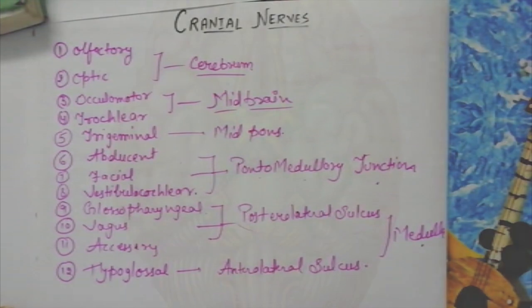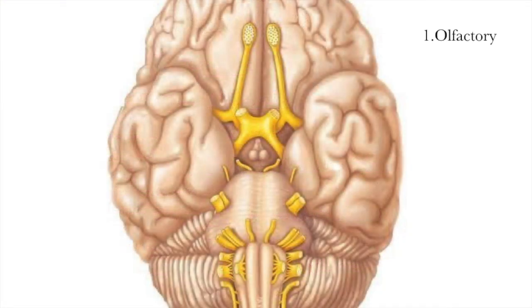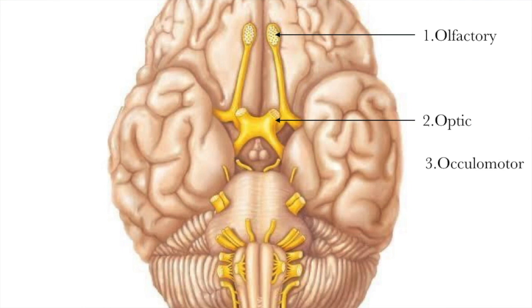So as you can see in this image, sorry, the olfactory nerve is not showing here. The olfactory nerve ends in the olfactory bulb, which forms the olfactory tract, which is then connected to the cerebrum. And the optic nerve is also related to the cerebrum. Then oculomotor and trochlear, these two are attached on the midbrain. This is the oculomotor and this is the trochlear nerve.